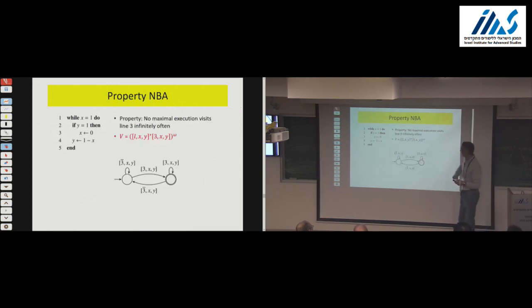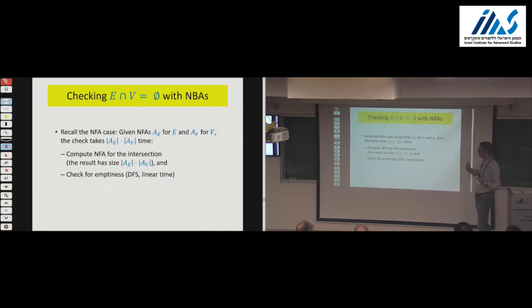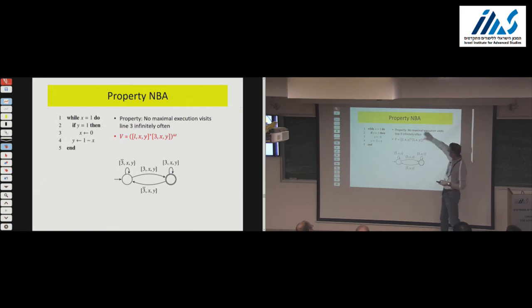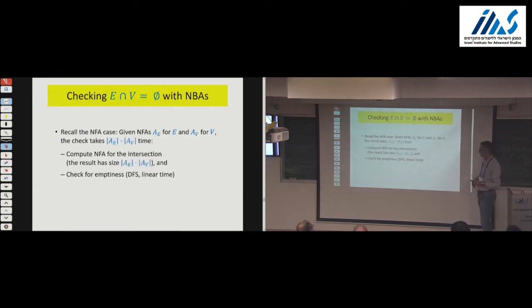Now take this property: none of these maximal executions, either the terminating ones or the non-terminating infinite ones, visits line 3 infinitely often. How can we specify this? We can specify it by saying that the violations are those that visit line 3 infinitely often, and now we can get a Büchi automaton for it. It's going to be like this. Now what we can do is compute the intersection. So we have a system NBA and a property NBA. How do we construct the intersection? Recall first the NFA case: if I give you two NFAs for the set of executions and for the set of violations, the check that the intersection is empty takes this time, okay?